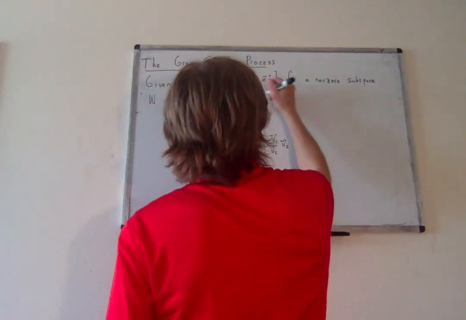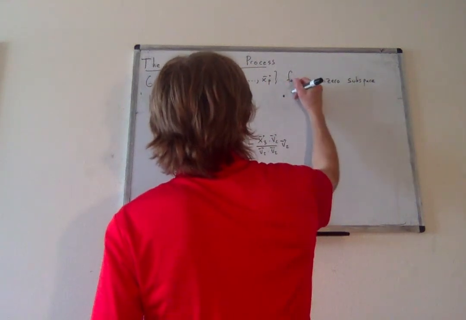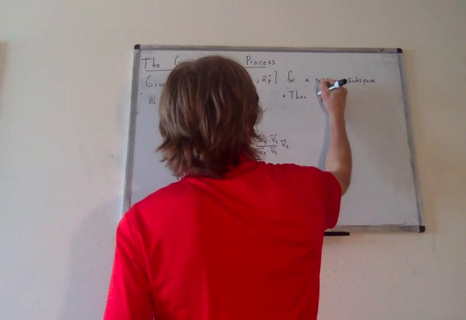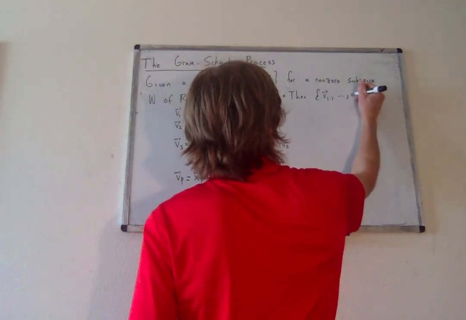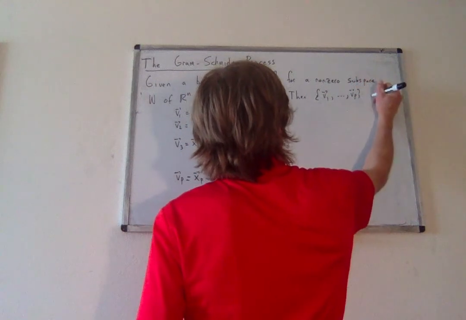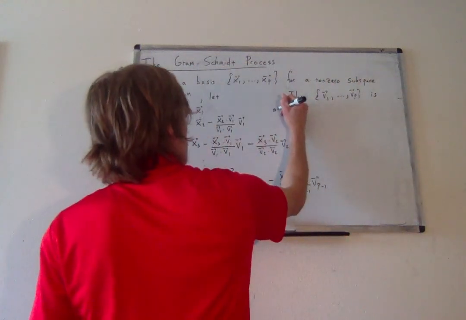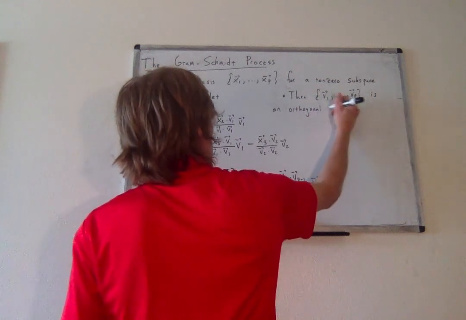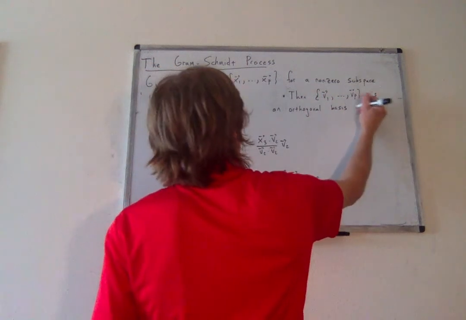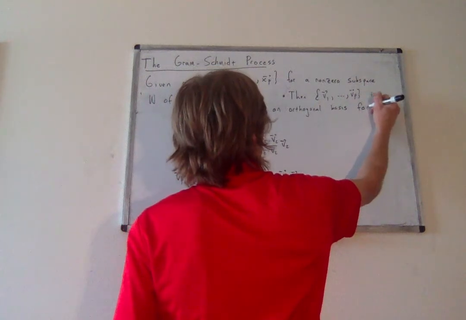Then, and maybe I'll write the remaining, then the basis we calculate in this way, v1 through vp, is an orthogonal basis for W.